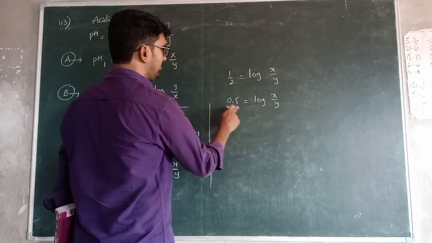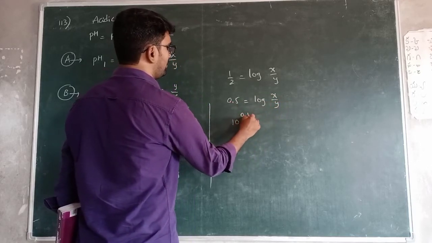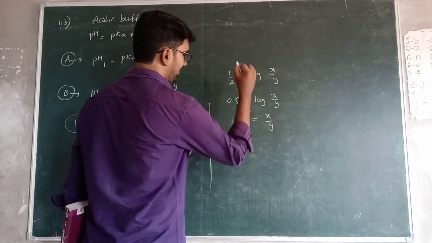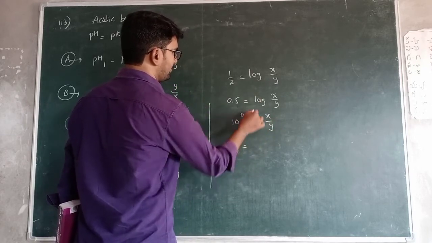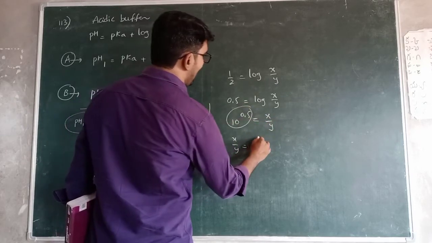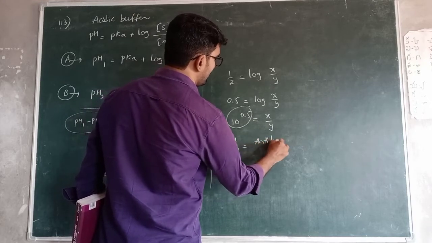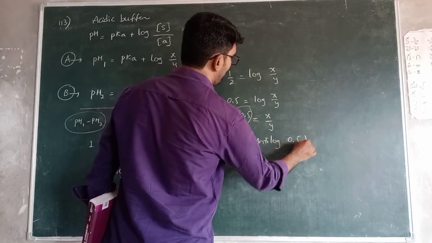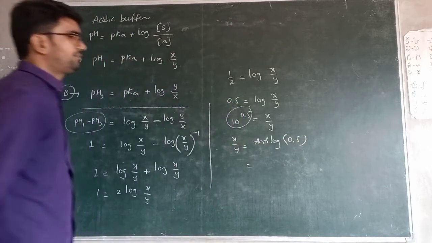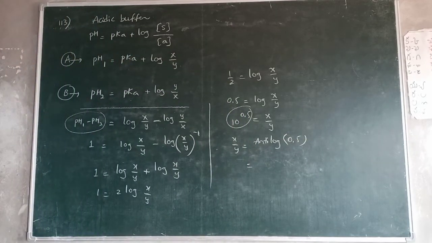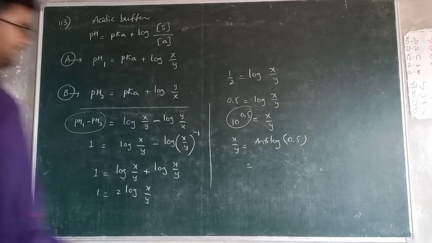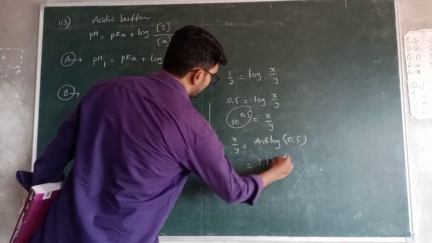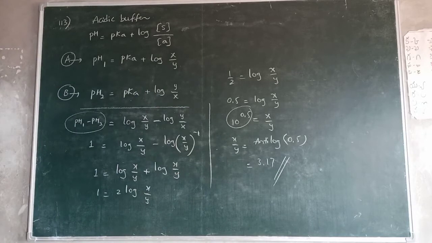If base 10 is present, move it to this side. 10 to the power of 0.5 is equal to X by Y. So X by Y is equal to, how can you get this value? Antilog of 0.5. So antilog of 0.5 value is 3.17. This is the answer for the X by Y ratio value.